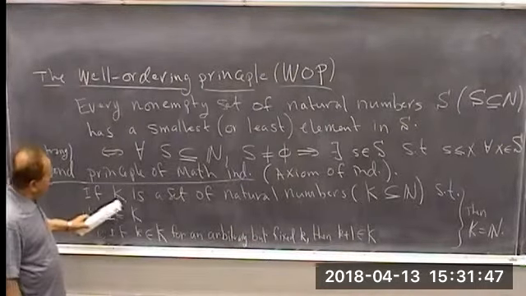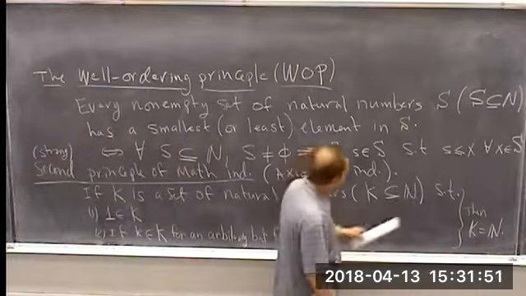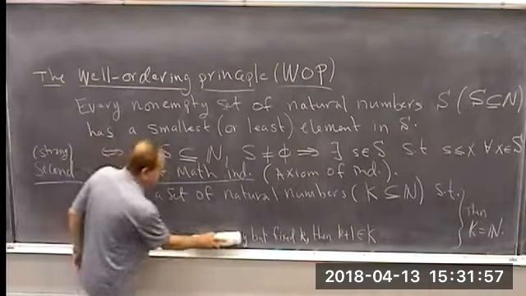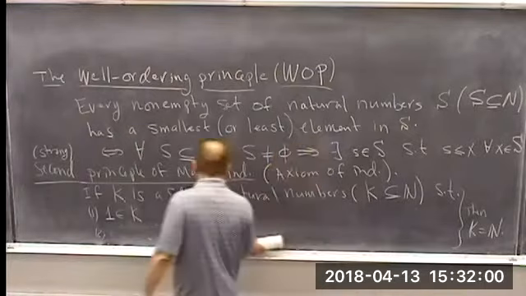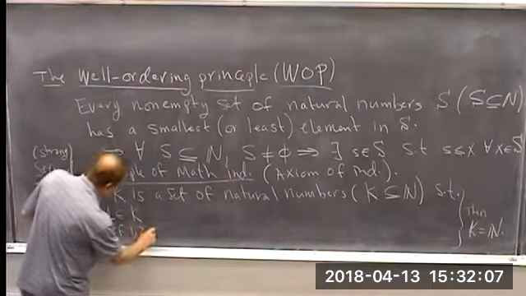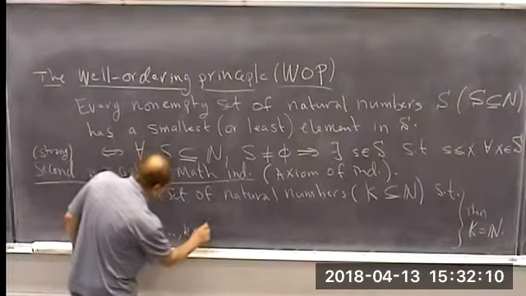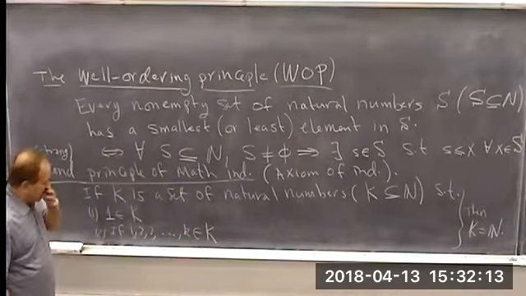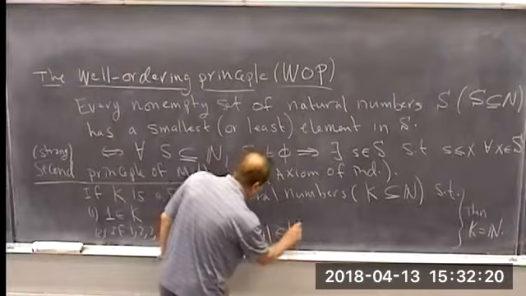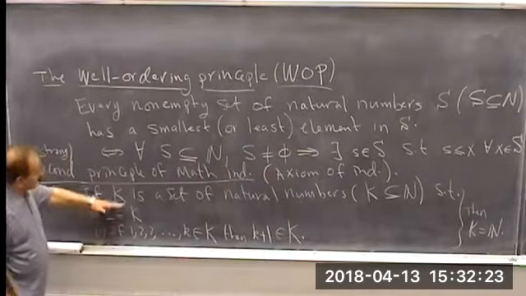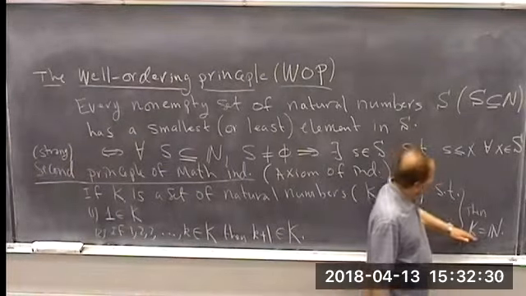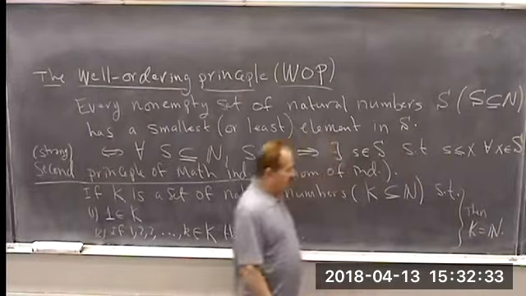In this case, it's very similar. The statement is: if K is a set of natural numbers such that 1 is in K, the second condition requires that if 1, 2, 3, and so on, up to k is in K, again for some fixed but arbitrary k, then k plus 1 is in K. So if these two conditions are satisfied by a subset of natural numbers, then this subset is all the natural numbers. All right?